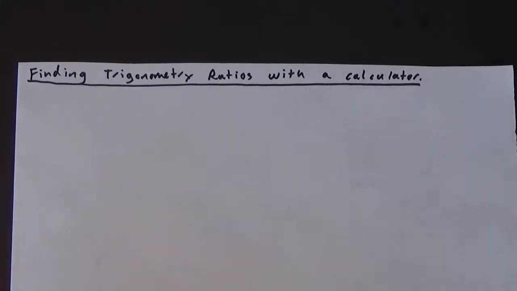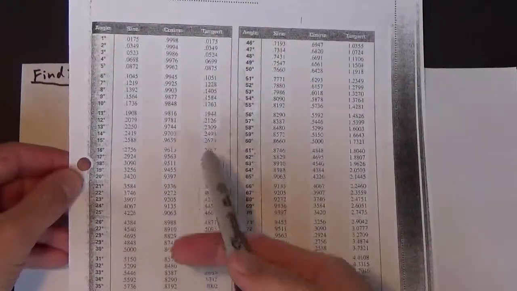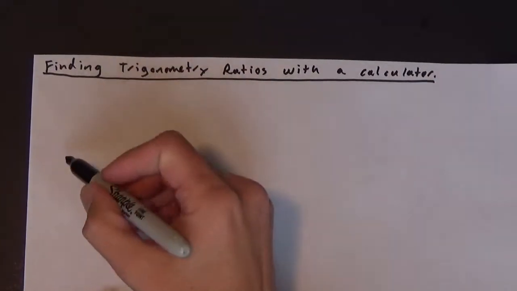In a previous lesson, we defined certain trig ratios such as sine, cosine, and tangent, and we used a table of trigonometric ratios, like this one here, to figure out the sine, cosine, and tangent of certain angles. In this video, we're going to look at using a calculator to find these trig ratios and also talk about appropriate calculator use when it comes to them.